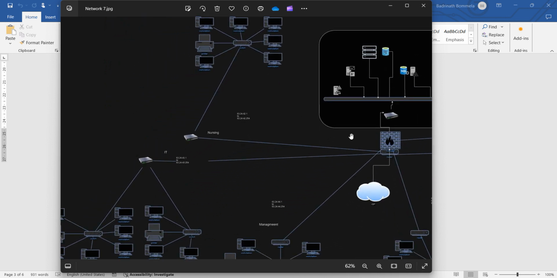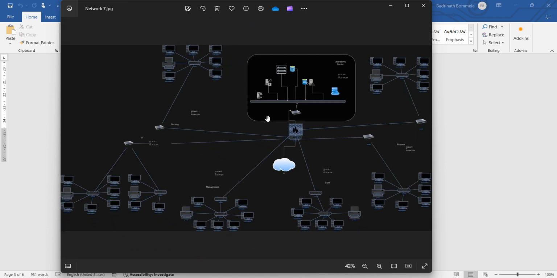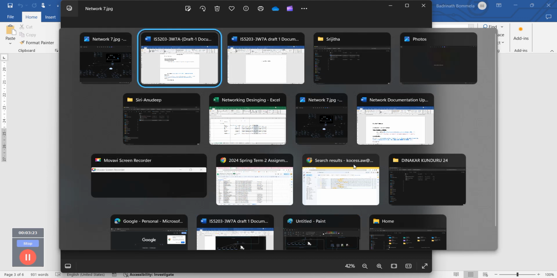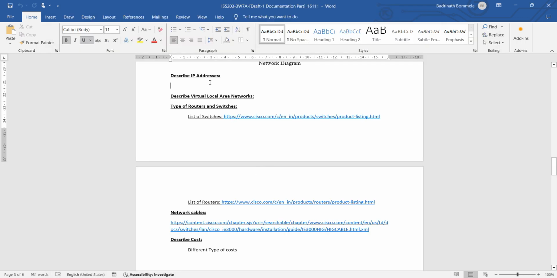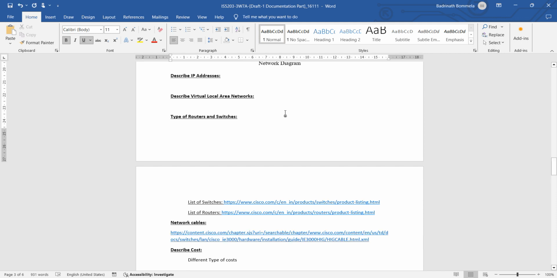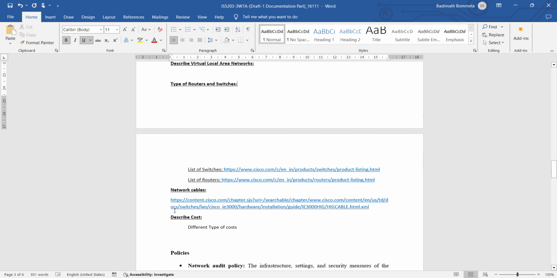So let me start with the theory part. This is all a basic introduction to what update we are going to create. We are going to update network related information in our document, the IP address related part. Then we will be updating virtual LAN related information. Then we will speak about what kind of routers and switches we are using. From this link, you can find different routers and different switches. These two links clearly provide that.